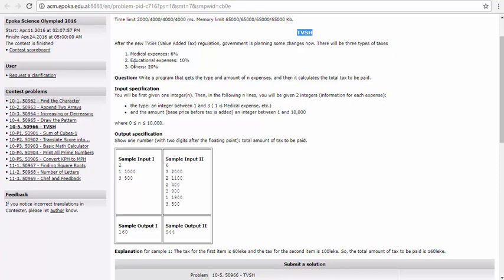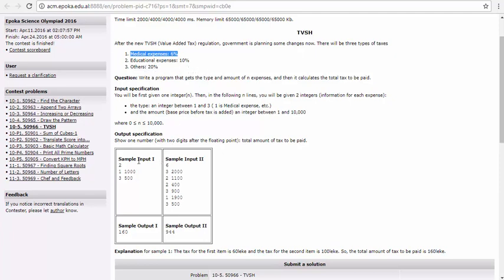Here we go. In this question, as you see, there are three types of products. When you buy medical products, you have to pay 6% tax. For educational things, you pay 10%. For other things, you pay 20% tax.